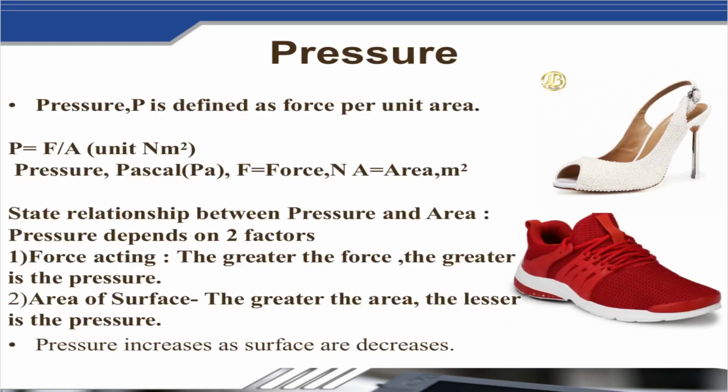Now we see in detail what pressure is. I will try to explain and clear the concept of pressure. Pressure is denoted by P, and is defined as force per unit area. Its unit is Newton per meter square, or Pascal, Pa. Force is denoted by F, its unit is Newton. Area is denoted by A, its unit is meter square.